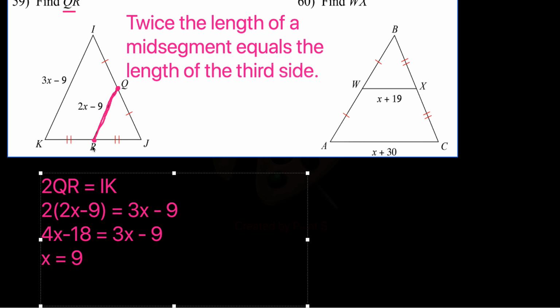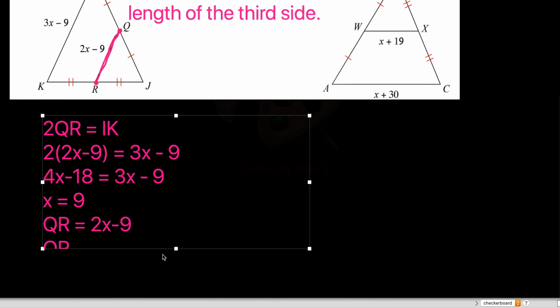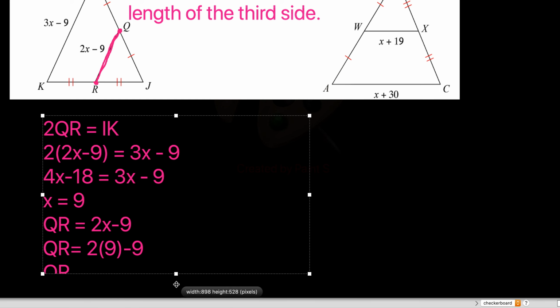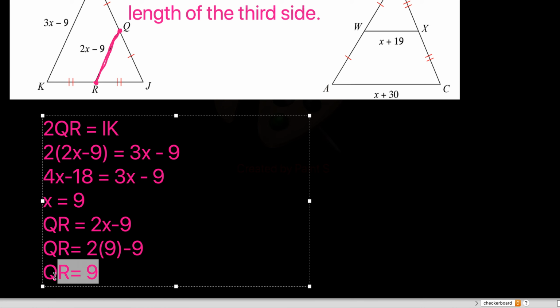The instructions are to find QR. So you've got to remember, we have this expression for QR. QR equals 2x minus 9. But now I know what x is. So I have QR is equal to 2 times 9 minus 9. And in this case, it actually is that QR is just x. You're going to get QR equals 9, because 2 times 9 is 18 minus 9 is 9. So QR is 9 in this case.